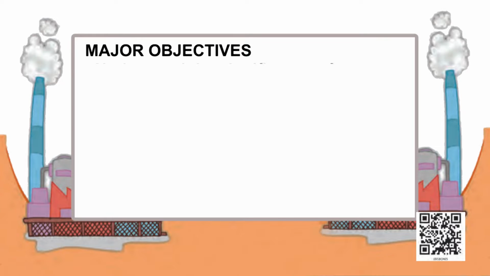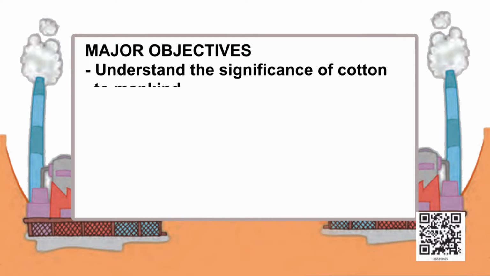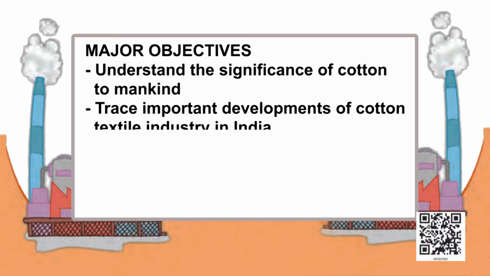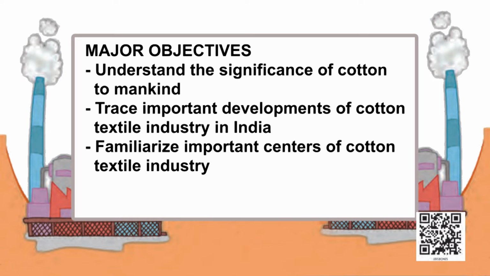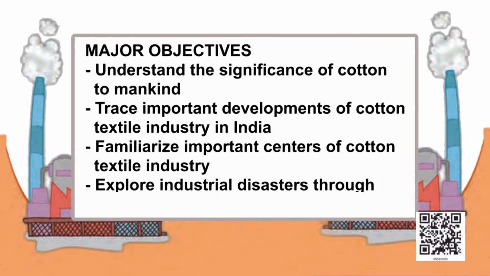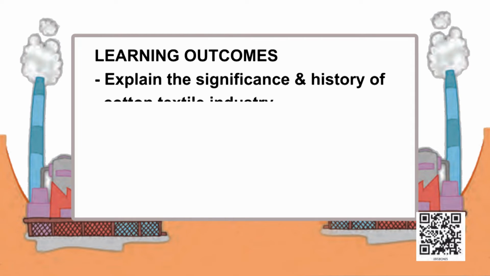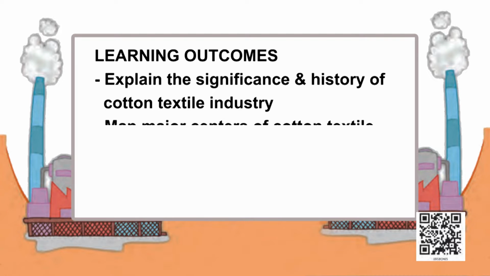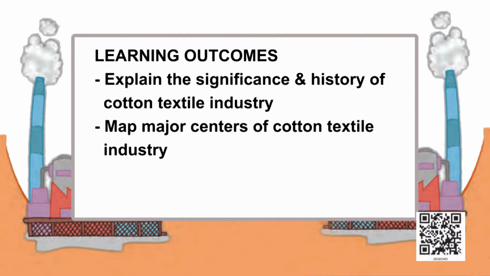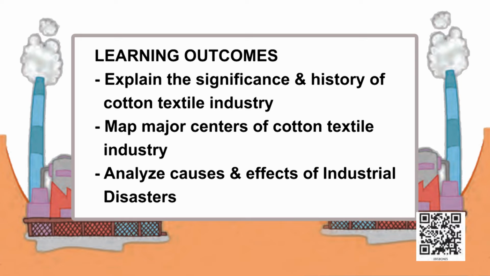The major objectives of today's lesson are to understand the significance of cotton to mankind, trace the important developments of cotton textile industry in India, familiarize important centers of cotton textile industry, and explore industrial disasters through case studies. After studying today's lesson, you will be able to explain the significance and history of cotton textile industry, map the major centers of cotton textile industry, and analyze the causes and effects of industrial disasters.